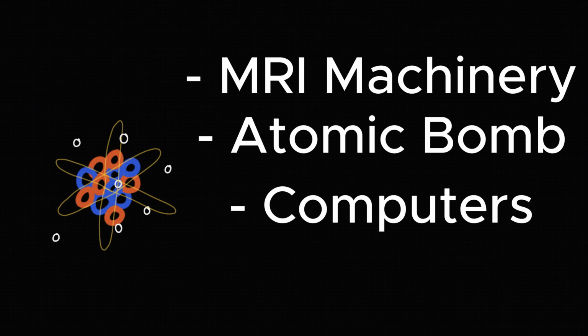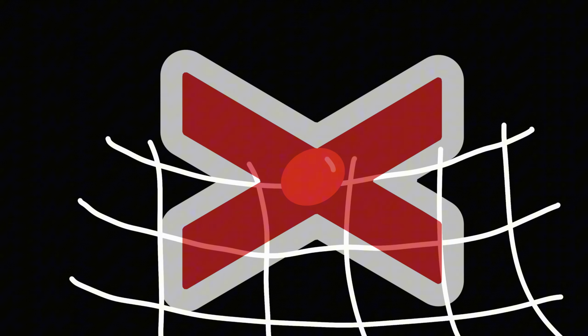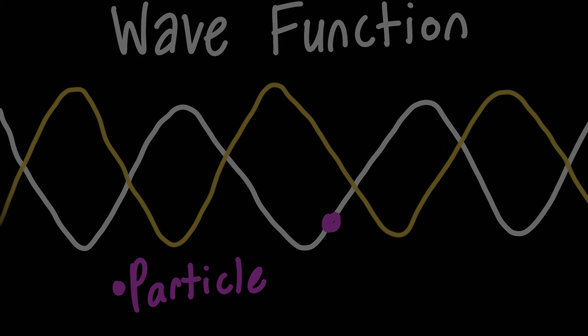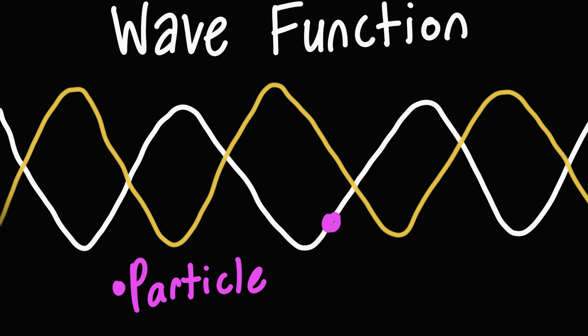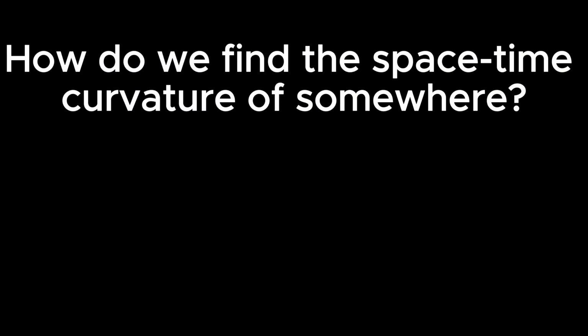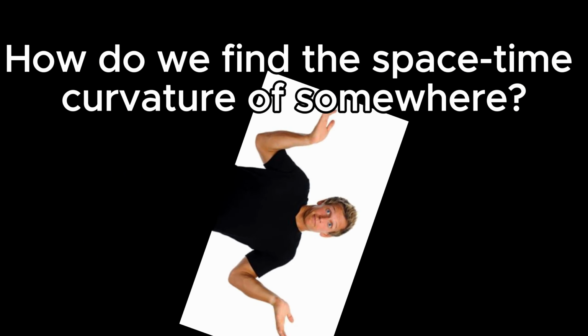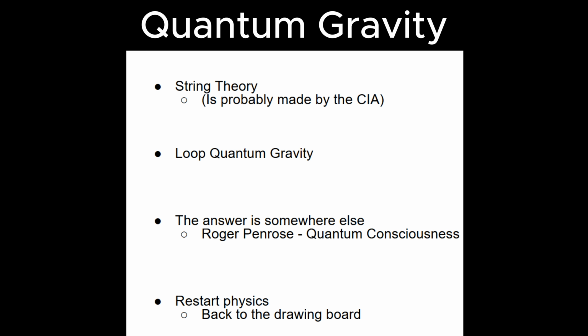Now, let's go back to quantum mechanics. It works damn well, it's accurate, consistent, and it's been confirmed plenty of times with experiments. But at the quantum level, general relativity doesn't work. The wave function we talked about before tells us the probability of a particle being somewhere. But according to general relativity, any particle must also have a gravitational pull. So how would we find the spacetime curvature of somewhere? We would need a quantum description for gravity.